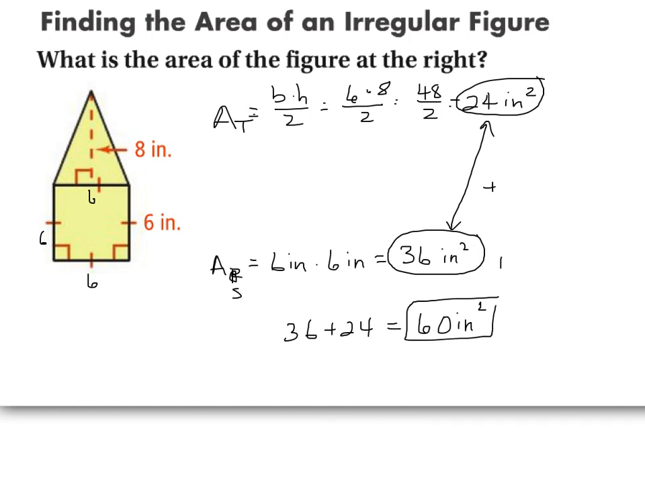So you find the area of one, find the area of the other, and add them together to get your total. Okay, this concludes section 10.1, part 1.